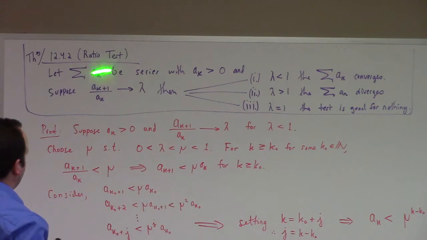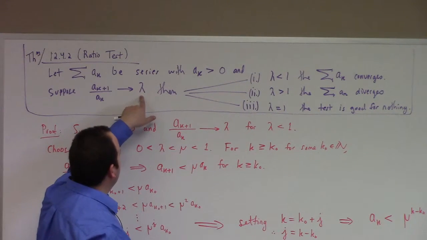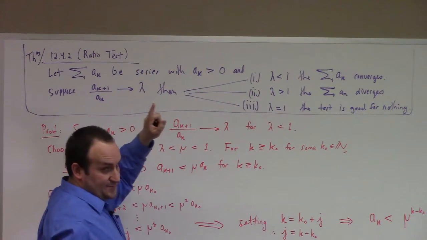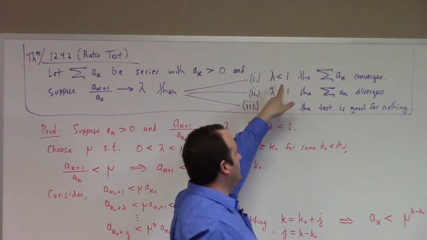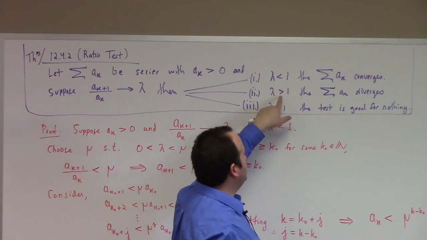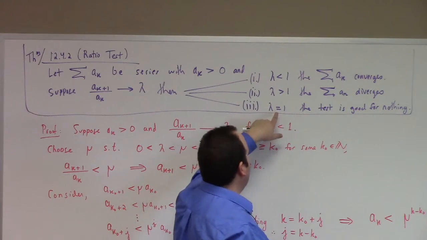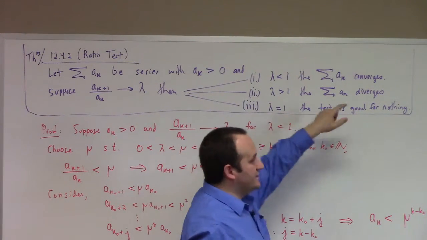If you have the ratio of a sub k plus 1 over a sub k goes to lambda, all right, then you have 3 cases. Case 1, the ratio tends to lambda, which is less than 1, series converges. If the ratio tends to lambda, which is greater than 1, series diverges. And if your ratio tends to 1, guess what? Again, the test is good for nothing.